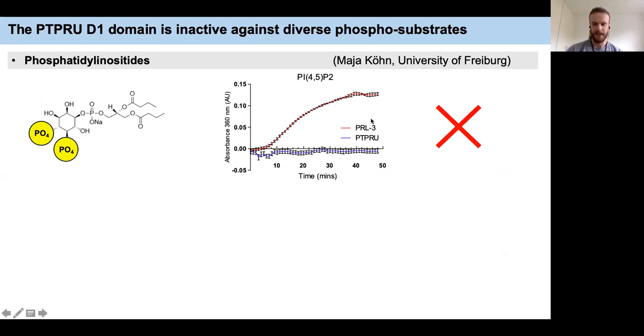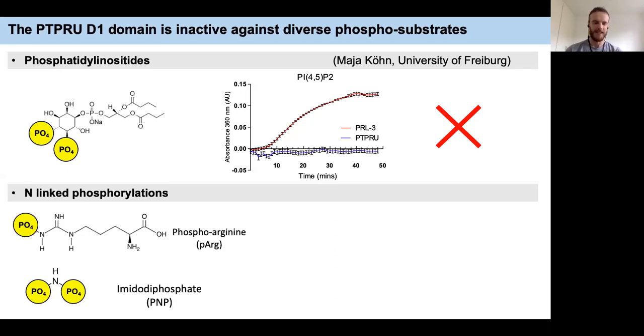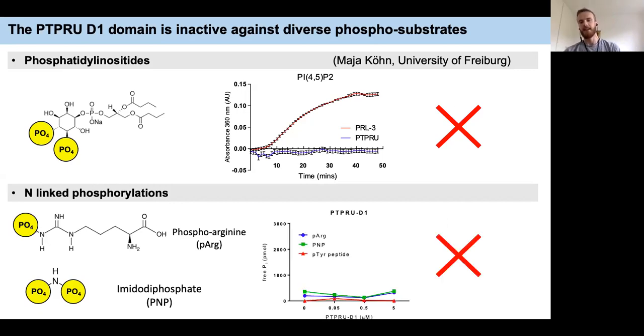And so really, just to try and throw the kitchen sink at this, as a last roll of the dice, we then checked substrates which are linked through a phosphoramidate bond, rather than the usual phosphoester bond that you're probably used to seeing. So this is essentially just phosphorylation linked through a nitrogen rather than an oxygen. But again, we couldn't detect any activity for PTPRU against any substrate that we tried.